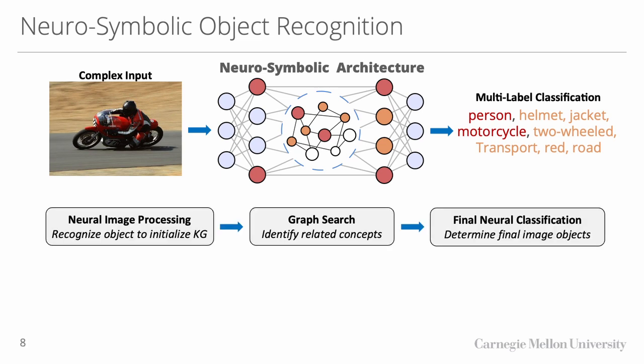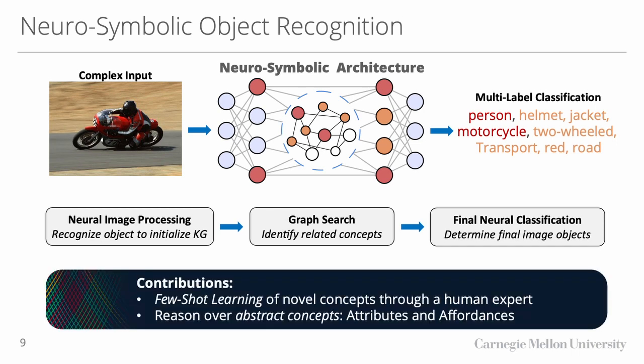First, we utilize a pre-trained vision pipeline that detects a small set of objects used to initialize the knowledge graph and generates a global image context. Then, we employ a graph search approach that propagates the initial objects through the graph in order to search for relevant related information. Finally, we employ a neural classification head to the graph output in order to create our final predictions. In summary, our contributions include a novel approach for few-shot object recognition that is also capable of learning and inferring abstract concepts, including attributes and affordances.